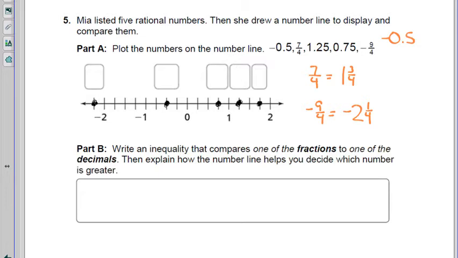Also, let's see, a negative 5/10 is a negative 1/2. 5/10 is a half. And a 1.25, 25/100 is 1/4. And a 0.75, that's 3/4, right? 75 cents. So having those all in fraction form might be the best way to do this.